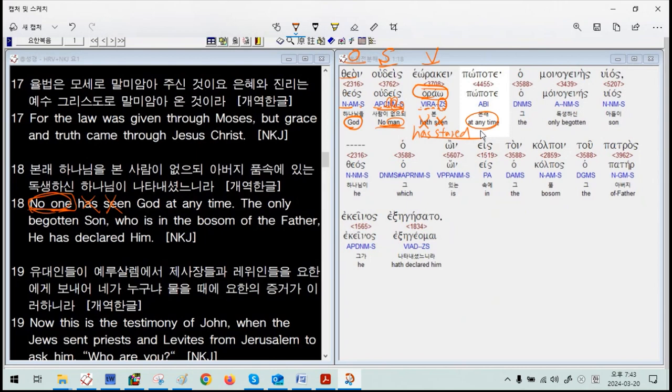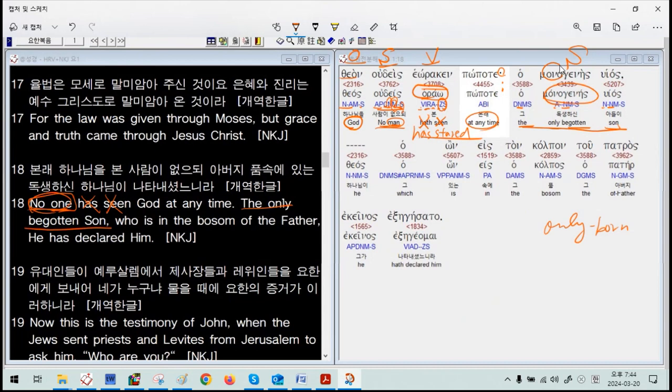At any time. And then there is a semicolon right here, right? As you see here. Ho monogenes, huios, ho on, eis ton kolpon tou patros. So this is a nominative, adjective nominative, noun nominative, right? So this one is another subject here. English translates the only begotten son, and New King James, the only begotten son. But monogenes, I am translating only born.